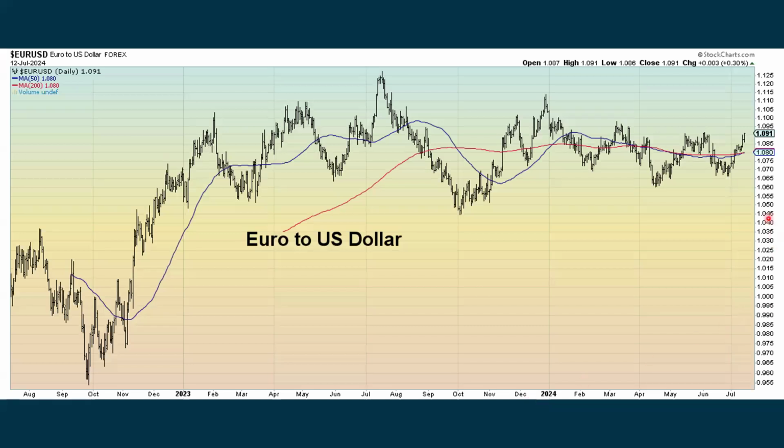Here's the euro to the dollar, where we're just starting to see an upward move here as the euro is starting to outperform the US dollar. We had seen a death cross and it was in a downtrend. Now it's starting to go back into an uptrend.